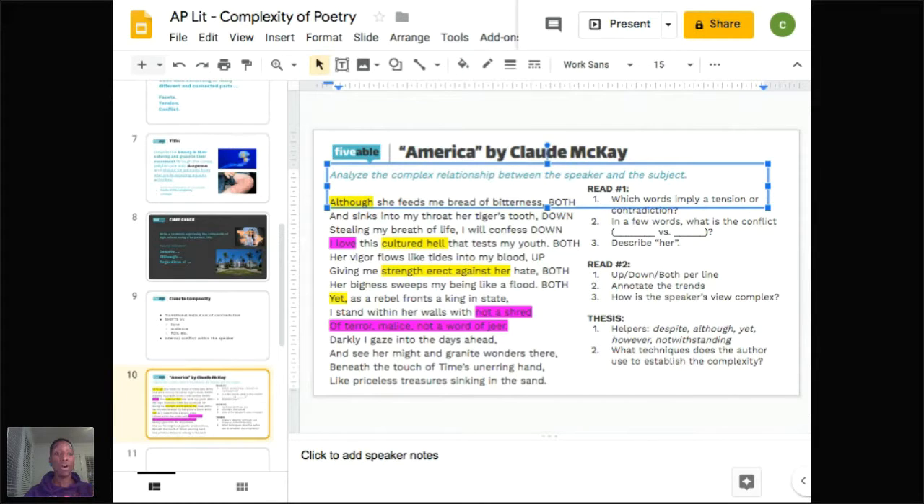So we know that if a poem has a rhyme scheme for three quatrains and then switches to a couplet at the end, that couplet's going to have some power to it. It's going to establish one side or another, put a stamp or an underline under one of those sides. "So beneath the touch of time's unerring hand, like priceless treasures sinking in the sand."